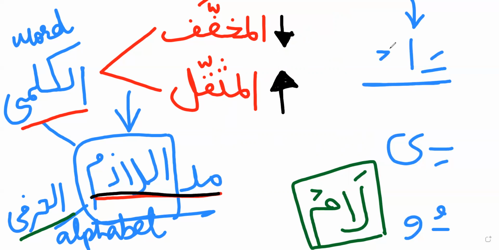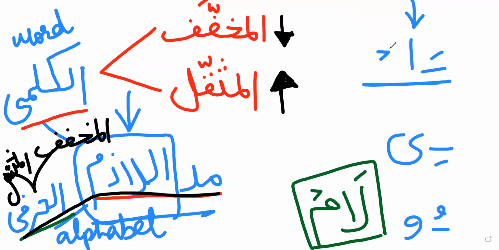Similarly, al-mad al-lazim al-harfi can also be divided into mukhaffaf and muthakkal. So this can further be divided into al-mukhaffaf and, oops, I didn't leave any space, muthakkal. Please consider this to be same as this. Spellings are same. Mukhaffaf and muthakkal. I really have trouble saying mukhaffaf. I always call it mufakham for some reason.